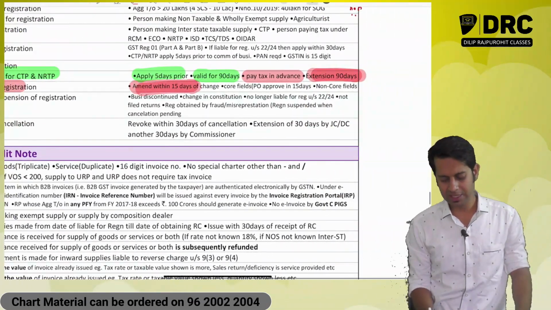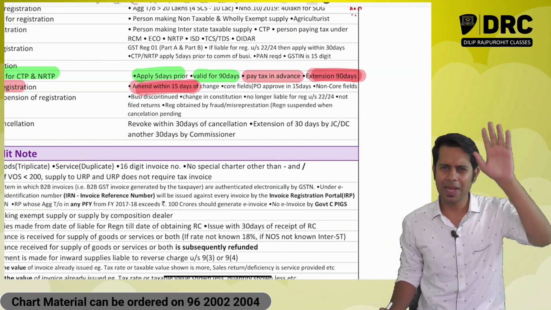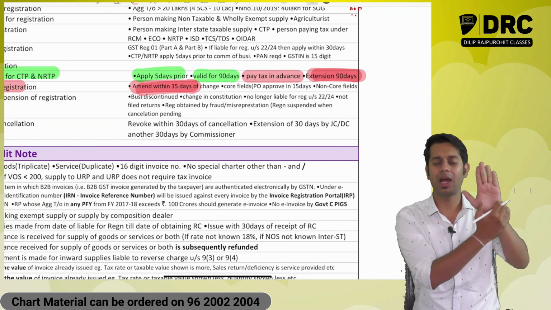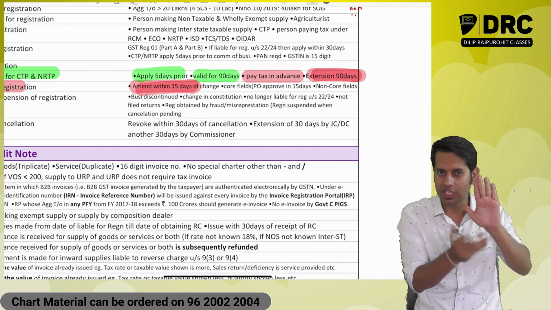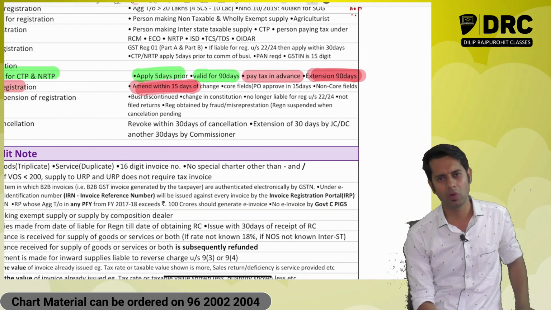Now, if there is any change in the details which I already submitted at the time of taking registration, such as my business name, address, etc., then I will have to amend my registration. This amendment is required to be normally done within 15 days of that particular change.